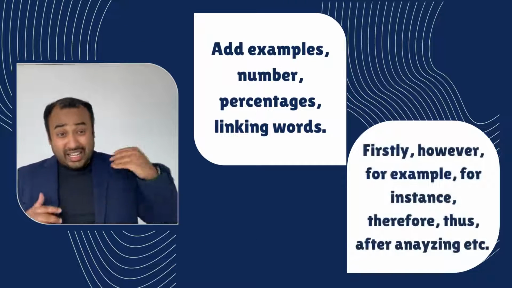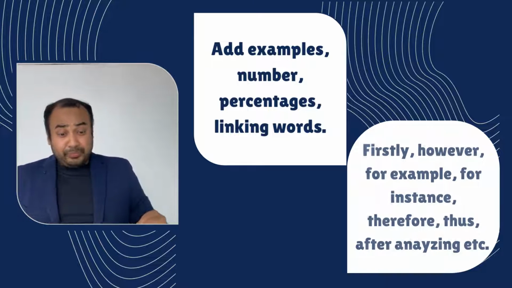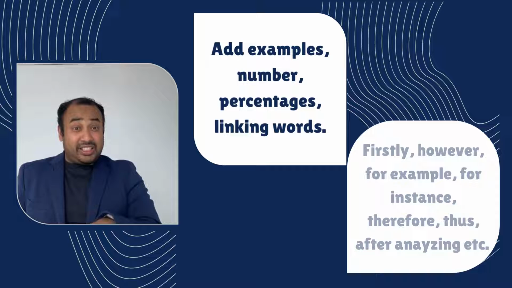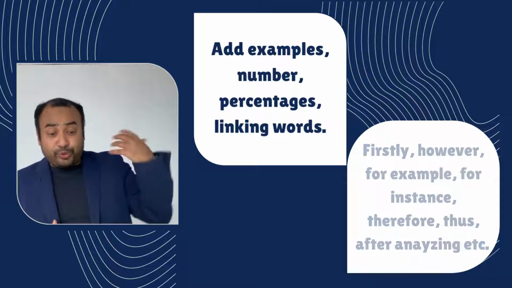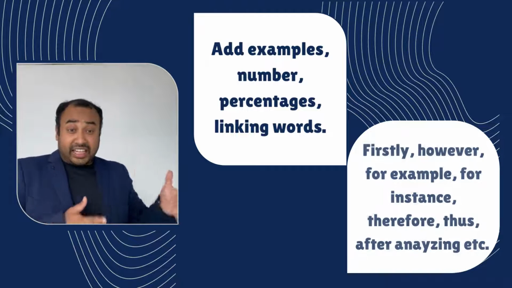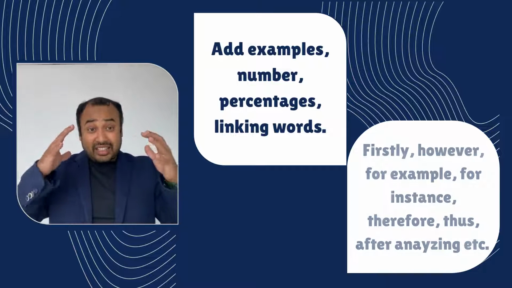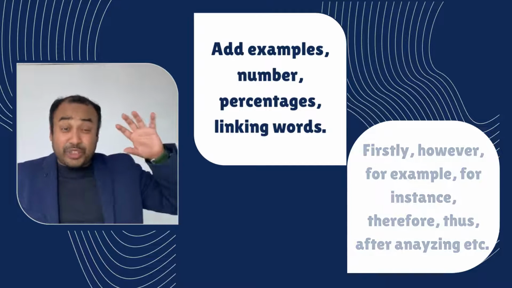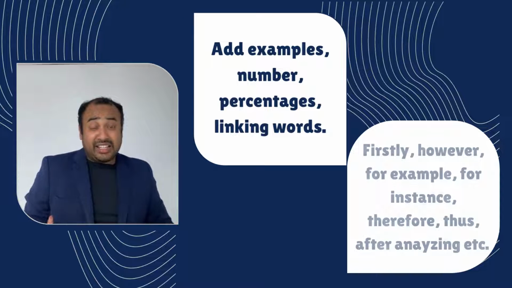You do need to include an example with some percentage if that's possible. We want some numbers in your answer. And make sure you put the correct conjunctions and linking words in your essay. These would be words like firstly, however, for example, for instance, therefore, thus, after analyzing. These words must be there. That tells the AI software which one is your first sentence, middle sentence, which is your example sentence, which is your last paragraph, what's your conclusion sentence, and things like that.